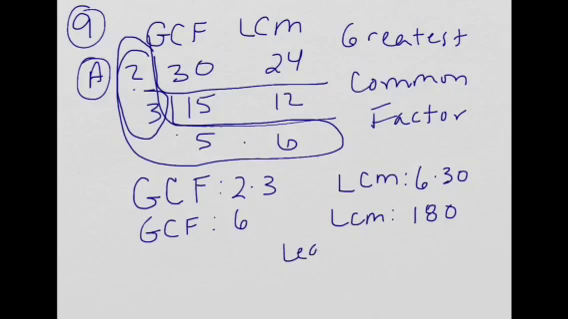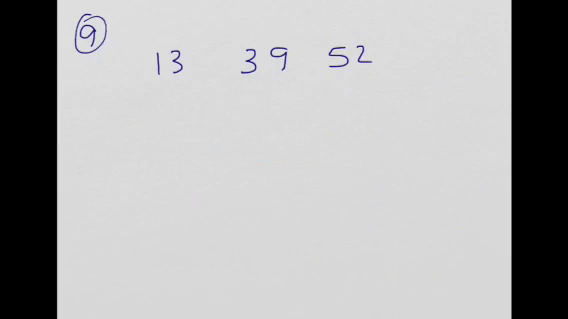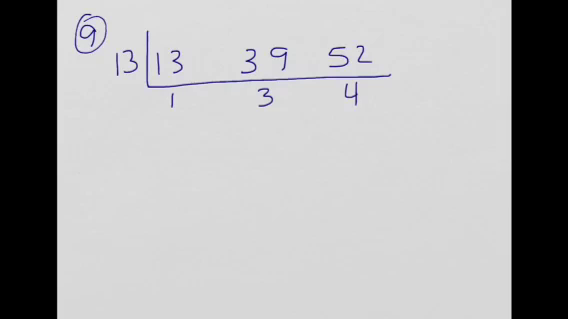So least common multiple. So you can do the same work and get 2 of the answers. So now we're going to do greatest common factor and least common multiple on this one. So we're going to start out, 13 goes into all 3 of these numbers. 13 goes into 13 once, 13 goes into 39 3 times, and 13 goes into 52 4 times.